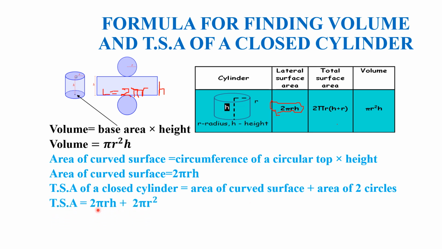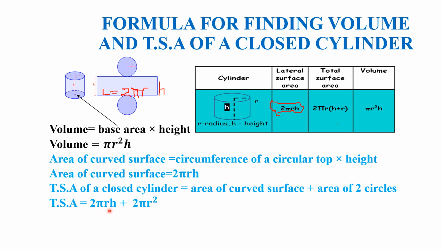So we shall say that the area of the curved surface, or lateral surface area, is equal to 2 pi r h, plus the area of one circle, which is pi r squared, times 2. We get 2 pi r squared. And here, in Senior 2, you learned about factorization.